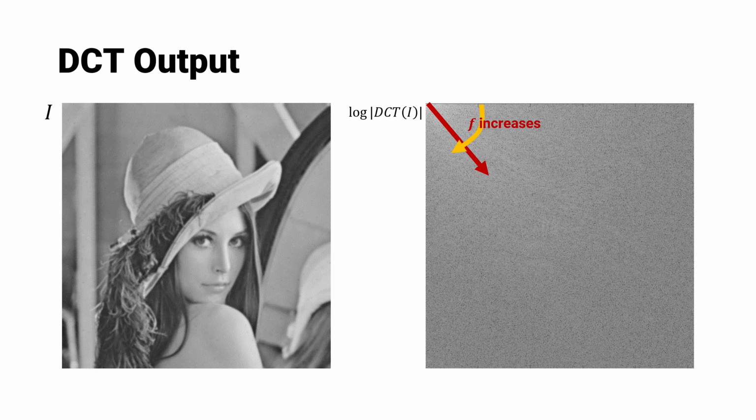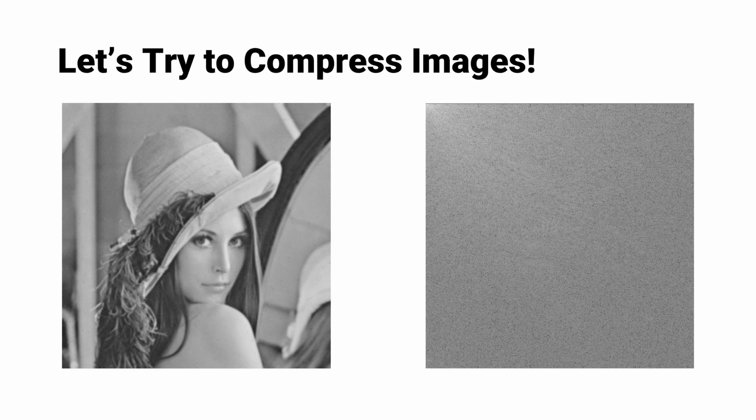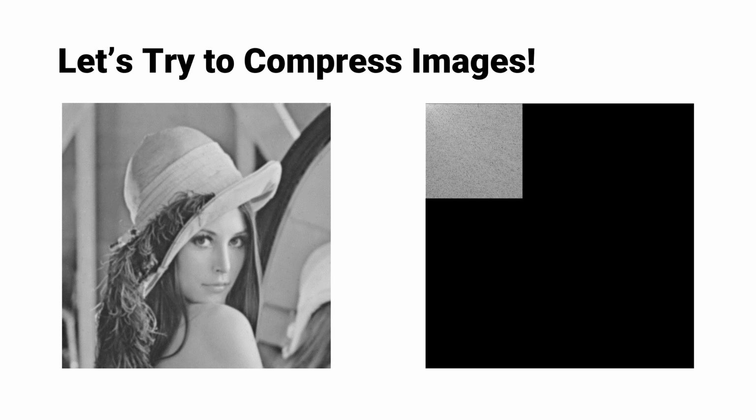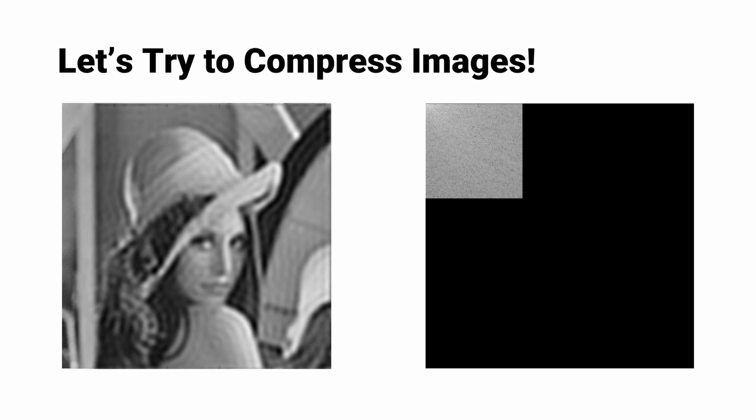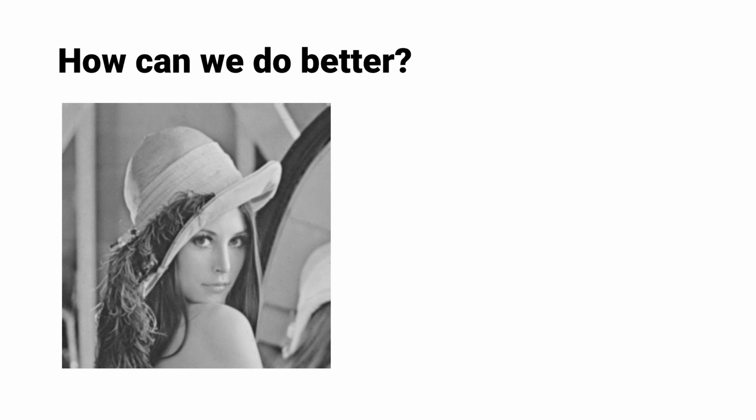Let's try to compress this. If we don't do anything, we basically have a one-to-one mapping and we have exactly the same number of pixels, right? So what we want to do is zero out some of the pixels on the right-hand side and only save a small amount. So just like the Fourier transform, we are going to throw out the pixels at high frequencies. If we do that and reconstruct the image back, we see a lot of artifacts like before. The question is, instead of doing this, can we do something much better than that?